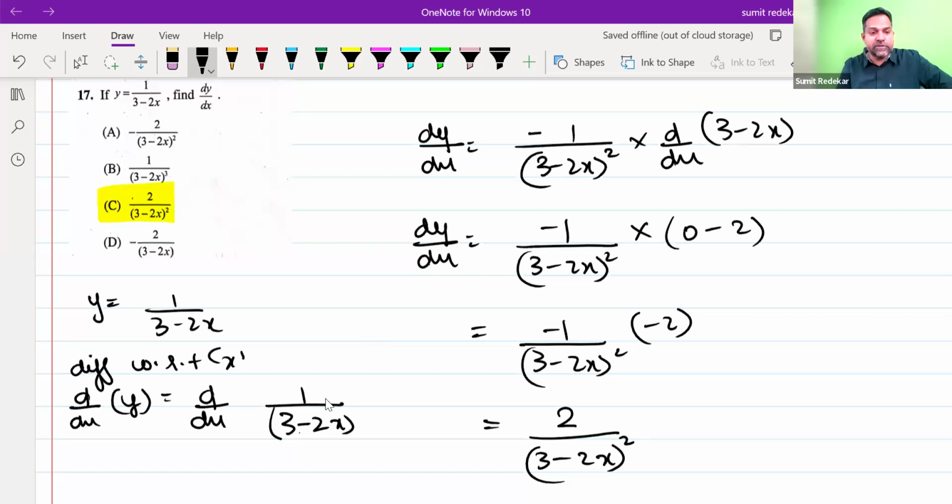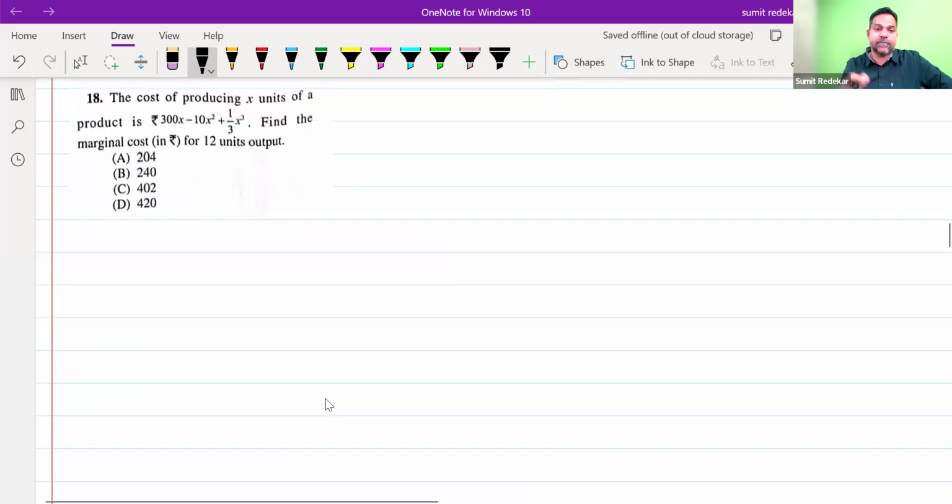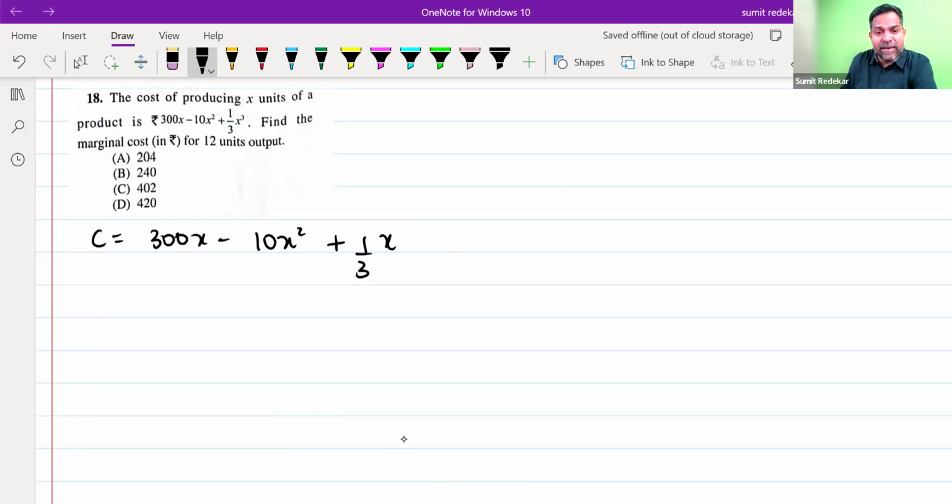Quickly moving on to the next question, which is question number 18. Another derivatives question. What does the question say? The cost of producing x units of a product is 300x minus 10x square plus 1 by 3x cube. Find the marginal cost. Now you've given me the total cost equation. What is the total cost equation? The total cost equation is 300x minus 10x square plus 1 by 3x cube. I will say differentiating with respect to x. Why? Because they want marginal cost.